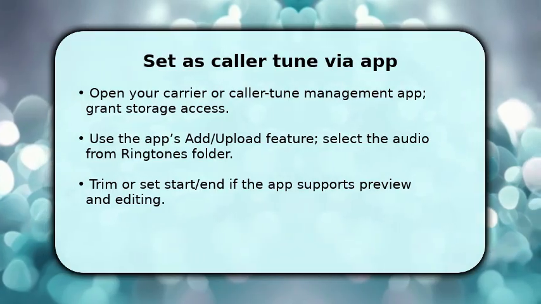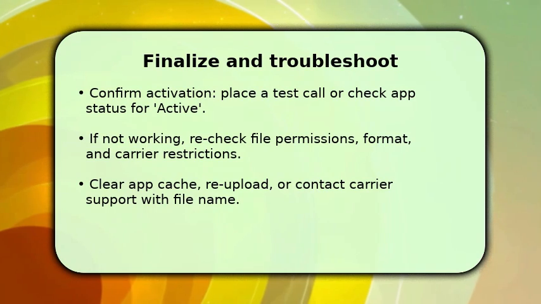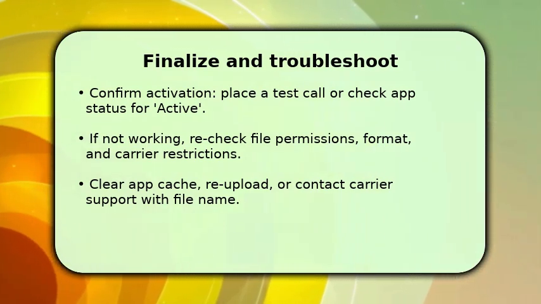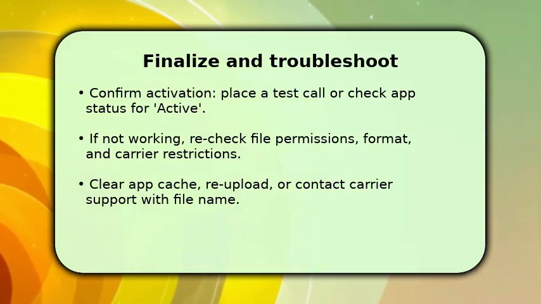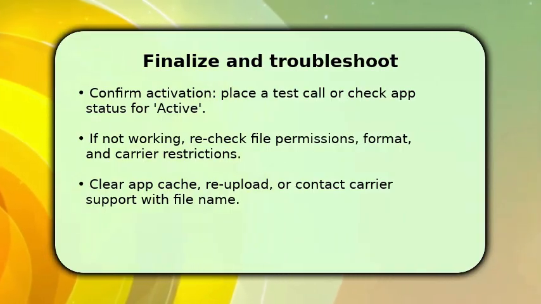You finish by verifying the tune is active. Place a test call from another line or check the app's status indicator. If the tune doesn't play, first recheck that the file format and permissions are correct and that the carrier supports custom tunes. Next, clear the app cache or retry uploading the same file.